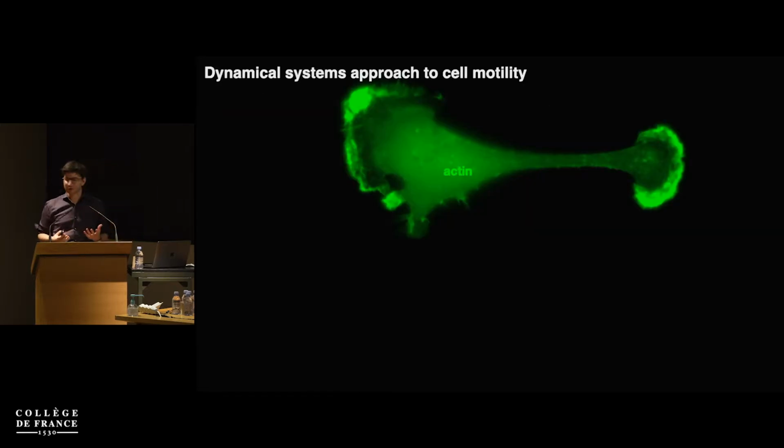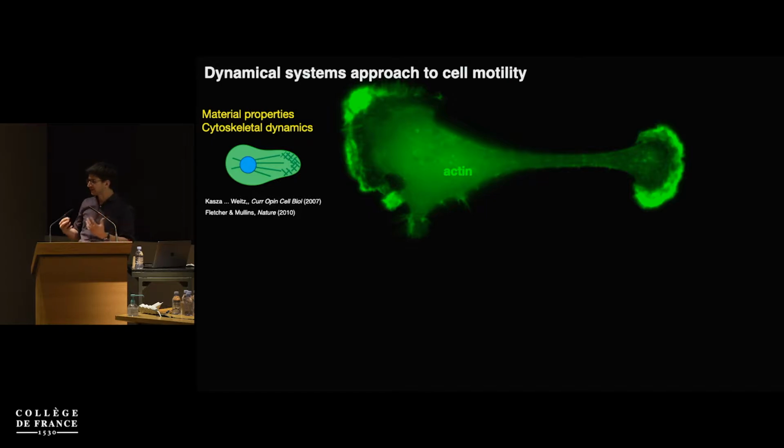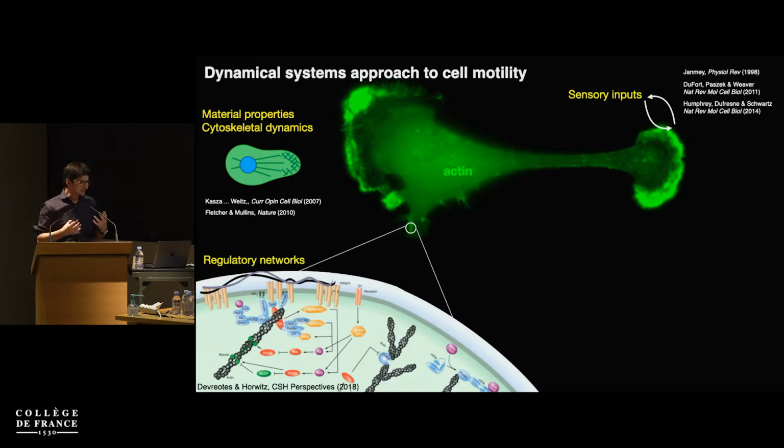Now, the approach I want to put forward to this is a dynamical systems approach. And I want to contrast it a little bit with some of the other approaches we've heard about in the conference this morning. So what we're not going to do is start, for instance, with known properties of the active cytoskeletal material properties that were very elegantly demonstrated by some of the talks this morning. We're also not going to start from all the molecular details of how the different key components of the cytoskeletal or motility machinery interact with each other.